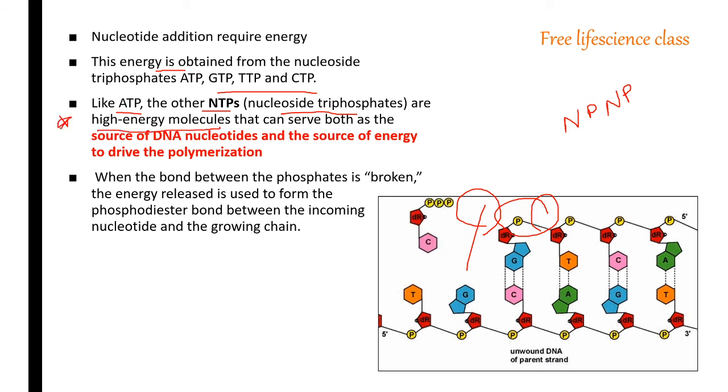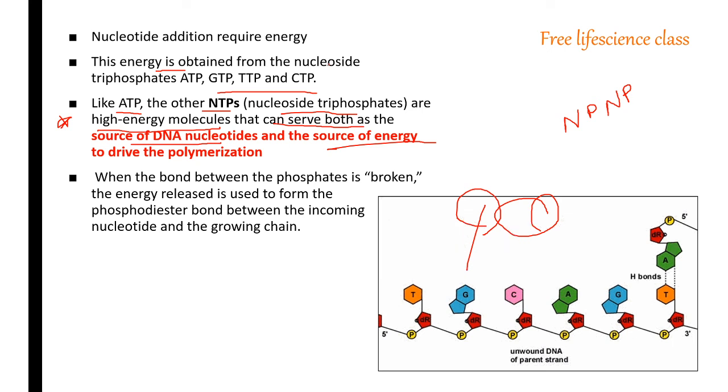Important point. They are high energy molecules. They can serve both as source of DNA nucleotides as well as source of energy. So this nucleoside triphosphate can act as a source of DNA nucleotides as well as a source of energy to drive the polymerization reaction.